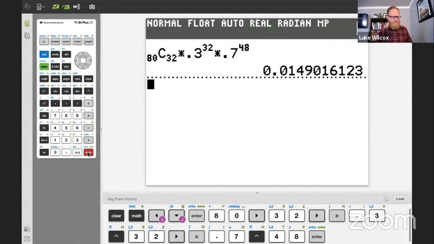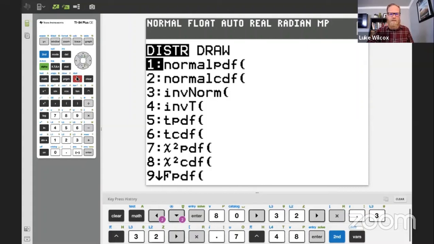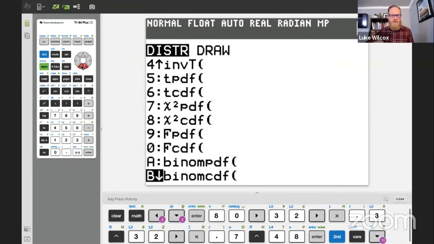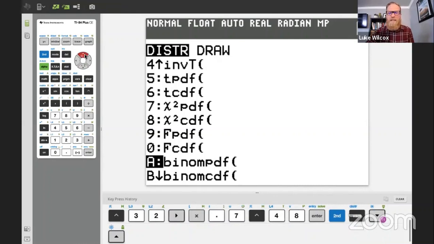Now, I am going to show you a little bit of a calculator shortcut here, another function that you can use in order to find this same value. So here's where you're going to find it. If you go to second vars, which is your distributions menu, and you scroll down a little bit, you're going to find a couple of commands here that include binomial. And I'm going to tell you we want the first one, which is a binomial PDF for probability distribution function. And I'll explain why in just a minute. But we're going to use binomial PDF.